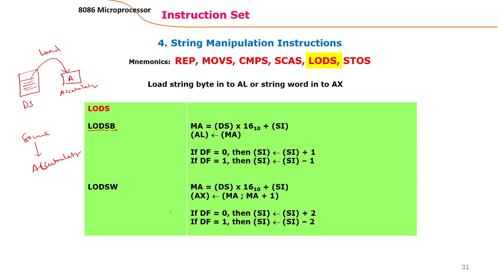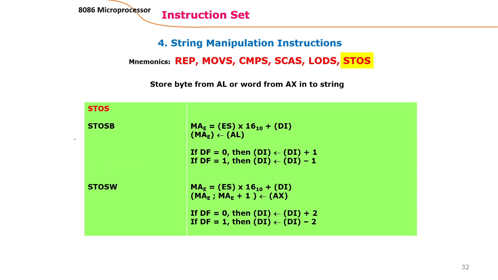Similarly, loading is like moving from memory to accumulator, and loading will be done with respect to the direction flag. Similarly for word related data, we can have the same. Increment or decrement will be with respect to plus minus 2, and the first location will be stored in the lower one, the higher will be stored in the higher one. So this is how the loading will be taking place.